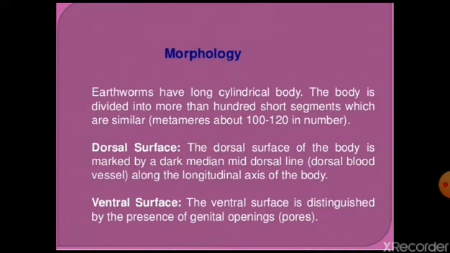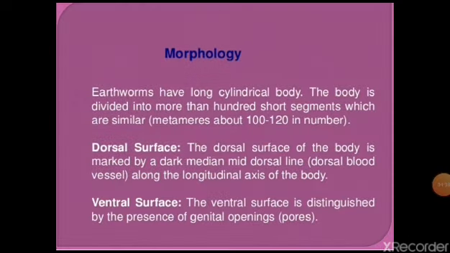Now, morphology. The earthworm has a long cylindrical body which is divided into hundreds of short segments that are similar to one another. These metamers or segments are about 100 to 120 in number. The body has two surfaces, the dorsal surface and the ventral surface. The dorsal surface is marked by a dark median mid-dorsal line, having the dorsal blood vessel along the longitudinal axis of the body.